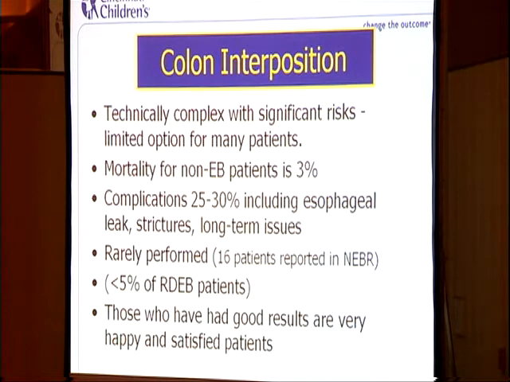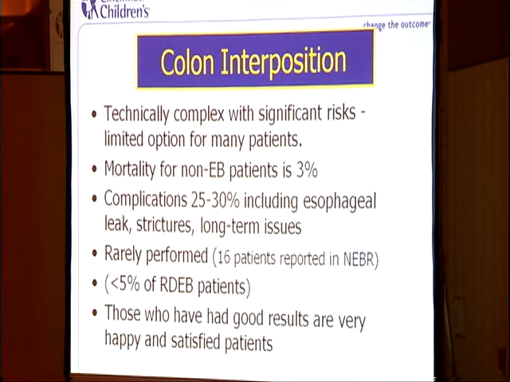It's technically a complex operation with significant risks, and it has, in non-EB patients, a published mortality of about 3%, and a complication rate of about 25 to 30%, including esophageal leaks, long-term strictures that have to be dilated, especially at the upper end, and other issues. The colon grows faster than the rest of the body, so you can actually get obstruction of the colon conduit as people grow into adulthood.